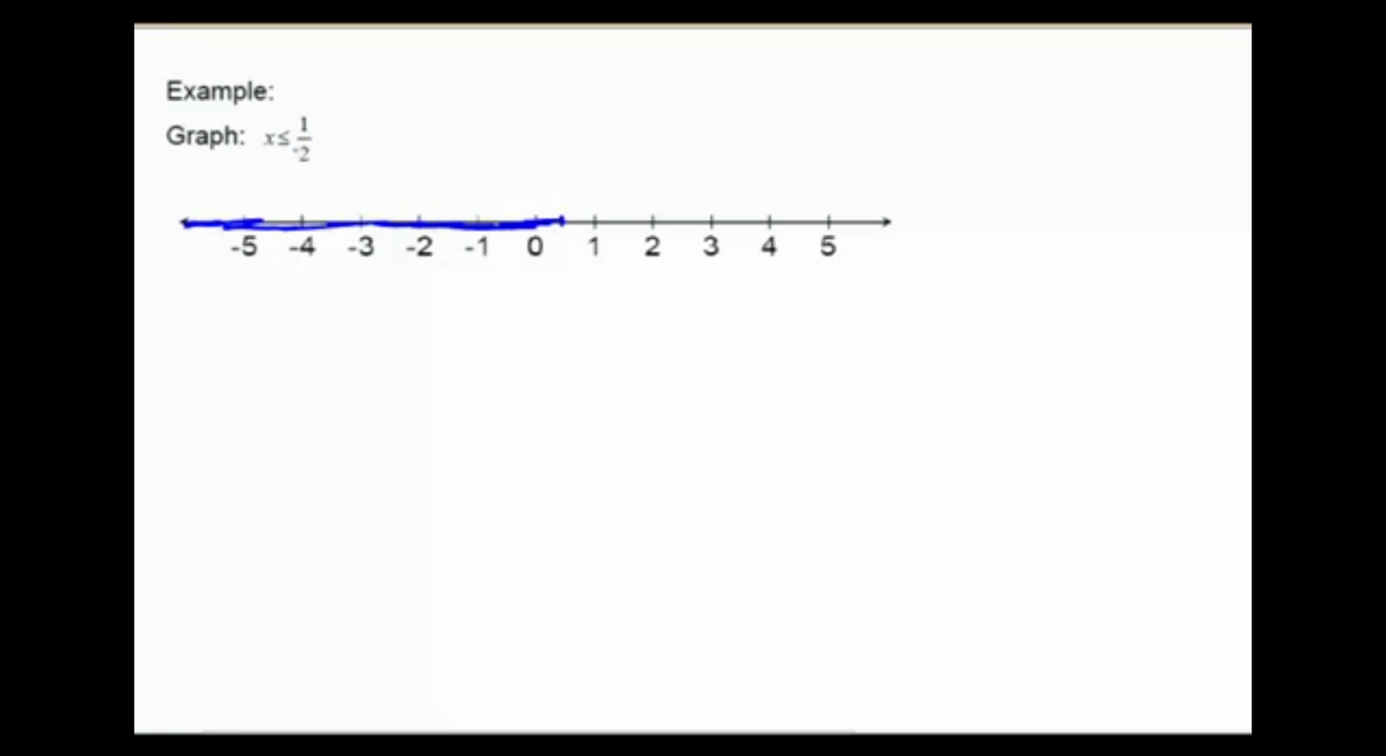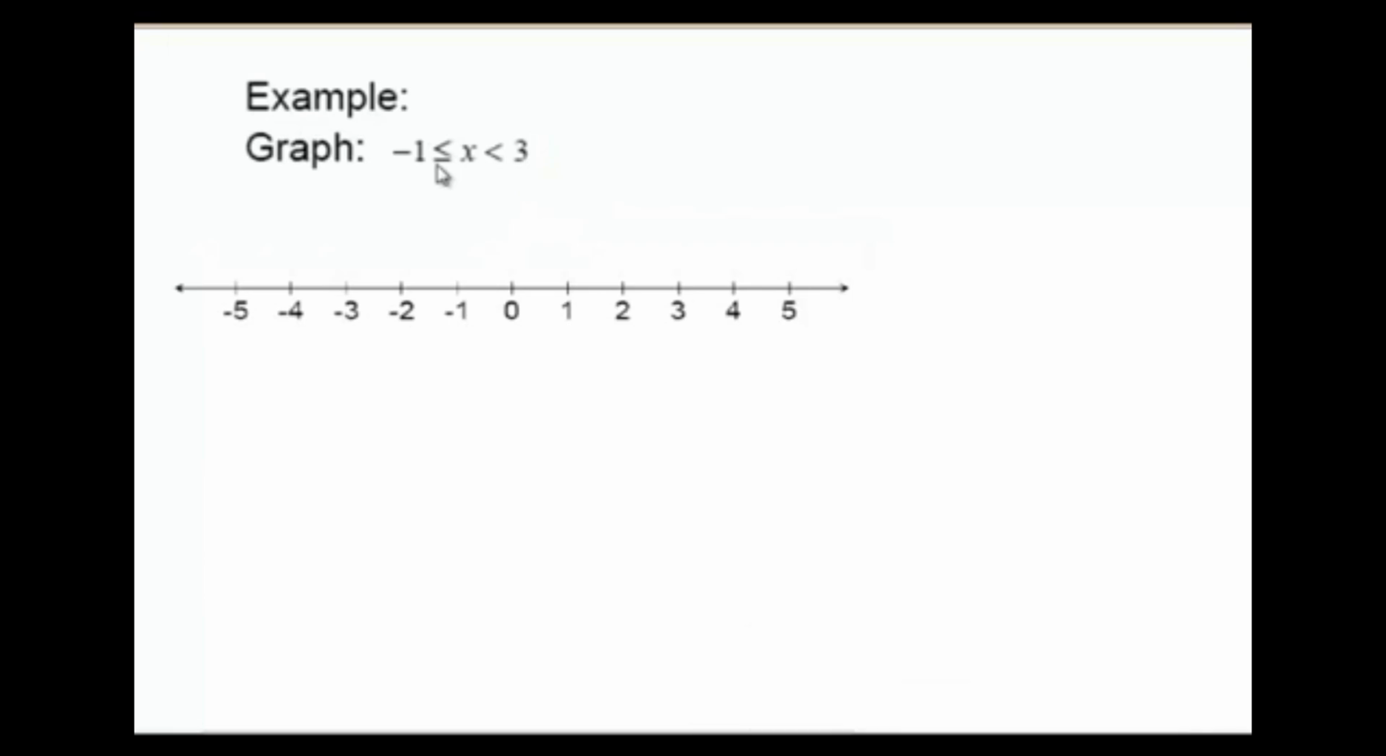And then we do have the equals underneath. So that will be a bracket. It will open in the direction of the shading. And we might mark our fraction on here. We'll say this is 1/2. If your number line is not already written out for you, all you have to really show is your endpoint. You don't have to show the other numbers.